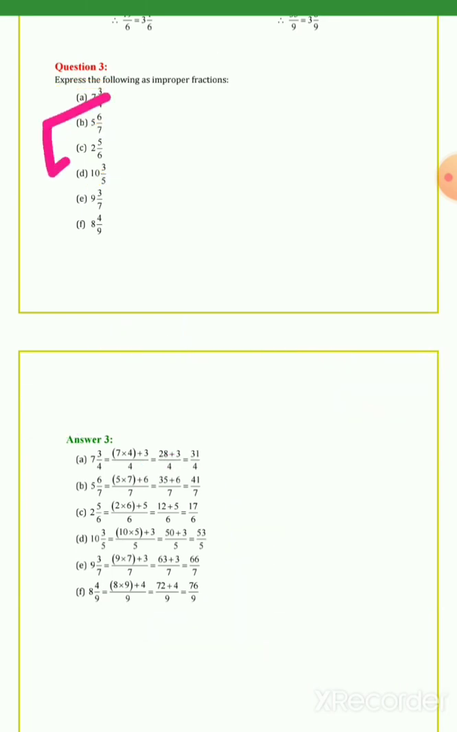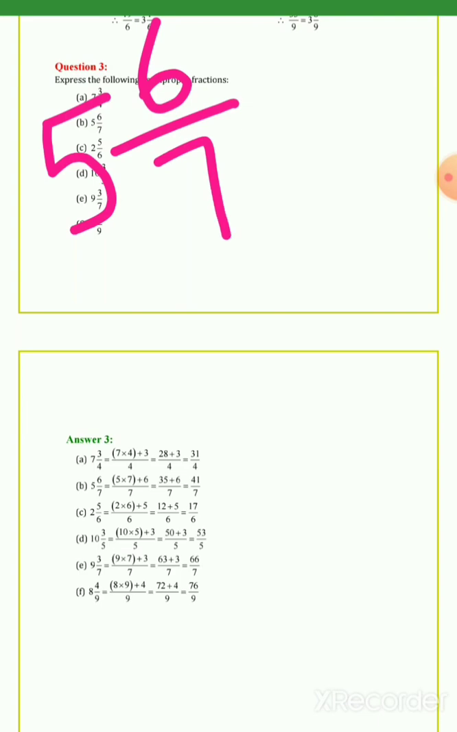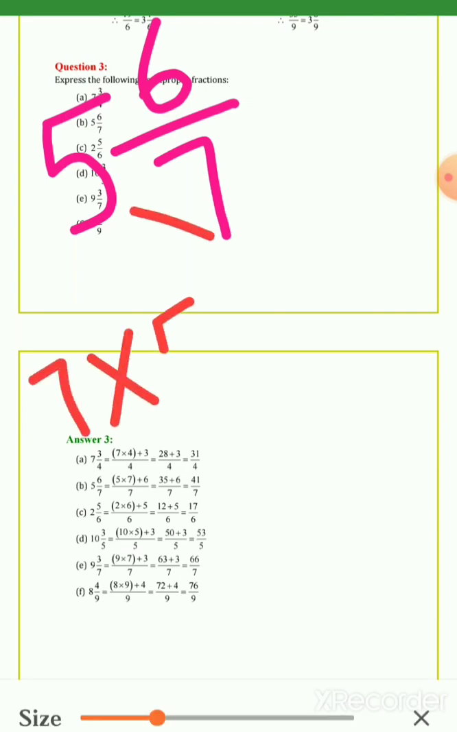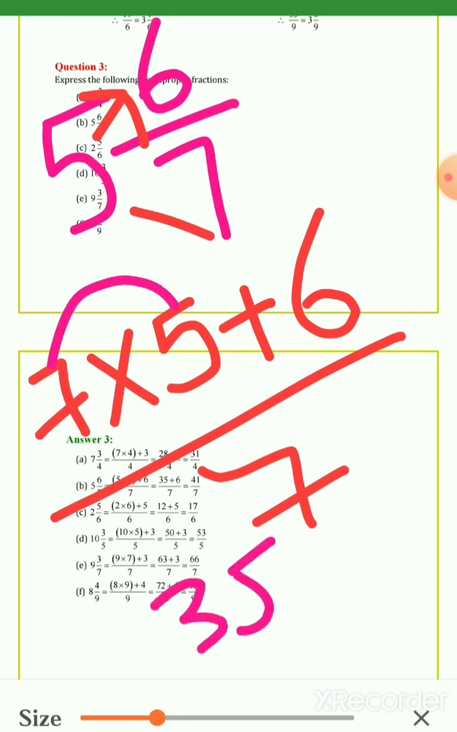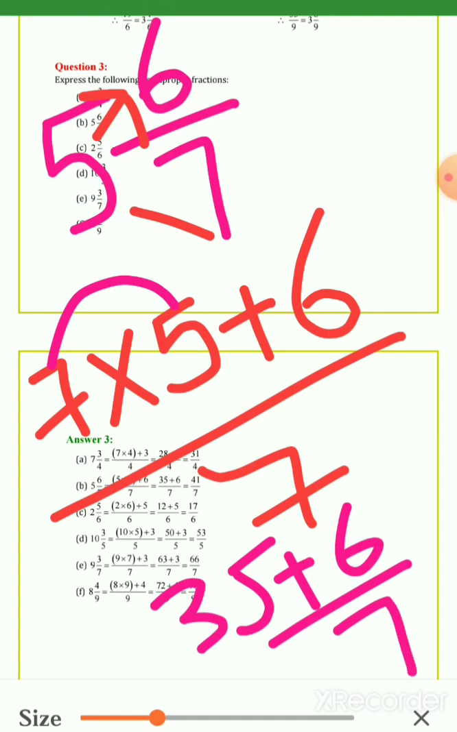Now we have the next question, that is 5 6 by 7. Again we will multiply both the numbers, that is 7 multiplied by 5, and plus the remainder we have to add. Mind it, fix in your mind that the remainder we have to add. And 7 will be down as it is. So 7 fives are 35, 35 plus 6, divided by 7. So 35 plus 6 is 41 by 7. This is the improper fraction, right? Because its numerator is greater and the denominator is smaller.